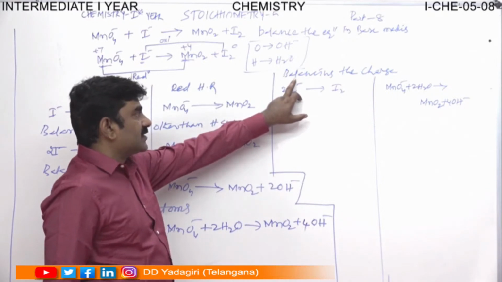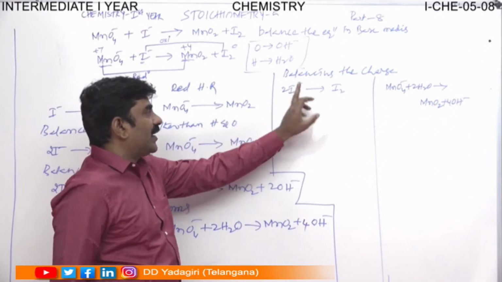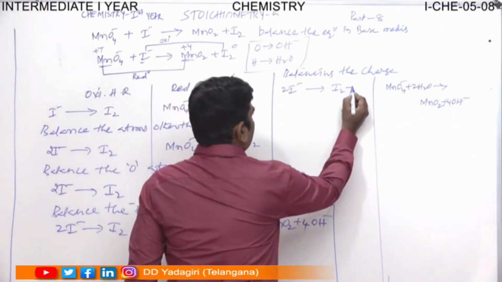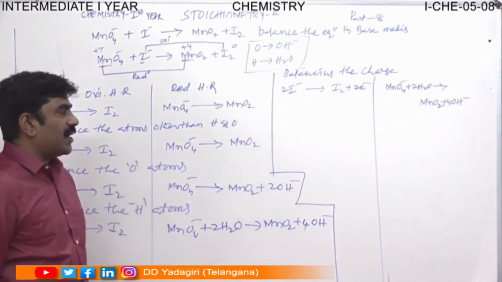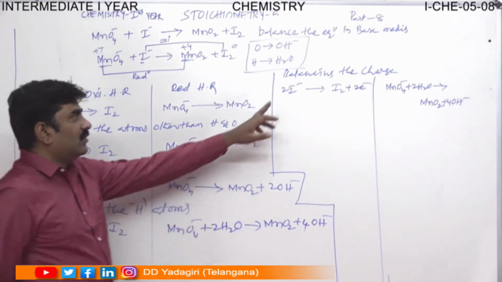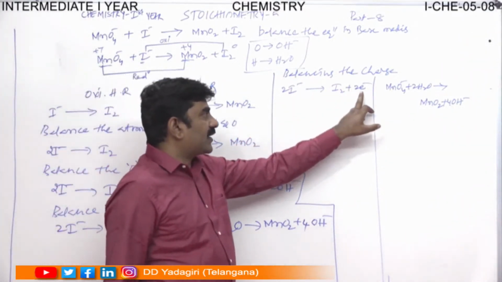1 electron is excess, 0. So 1 electron means how many electrons are excess here? 2 electrons. Therefore, this side, 2 electrons are deficient. Each iodine has 1 electron excess. So 2 electrons are excess, so we have to add 2 electrons.